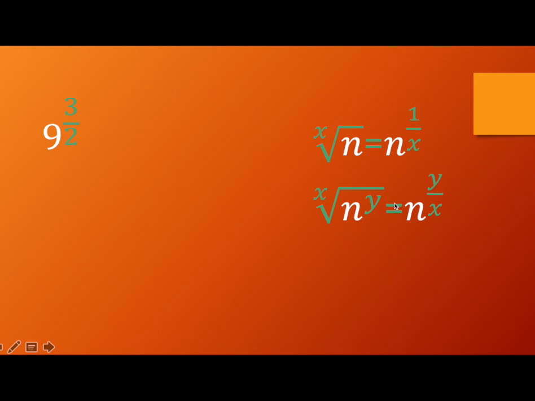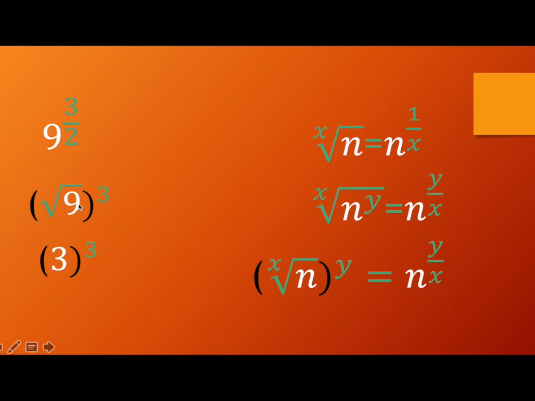I'm going to go a step further and put this whole thing in parentheses and raise it to the power of y. This makes the problem easier to solve. So let's go back to our original problem, 9 to the 3 over 2 power, and rewrite it in terms of this expression. X is 2, since that's the denominator of our exponent, but I left it off since we know that means square root. N is 9, that's our base, and Y is 3, since that's in the numerator of our exponent. The square root of 9 is 3. 3 to the 3rd power is 27.